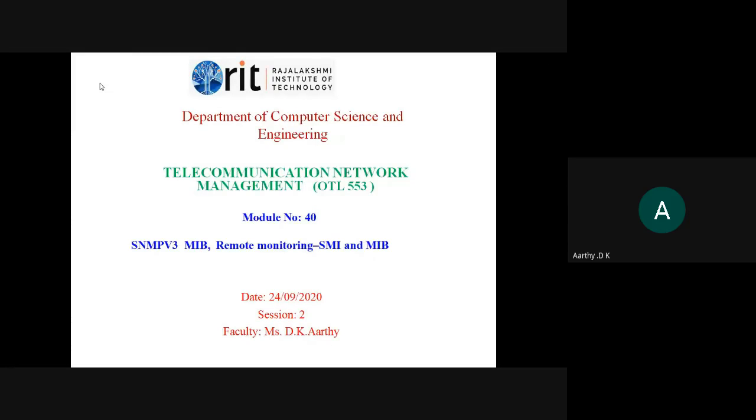So today we will be looking at SNMP version 3. We are continuing SNMP version 3. Yesterday we saw the features we have. We have three features: the dispatch unit, the message processing unit, and the security feature, which is enhanced in SNMP version 3.